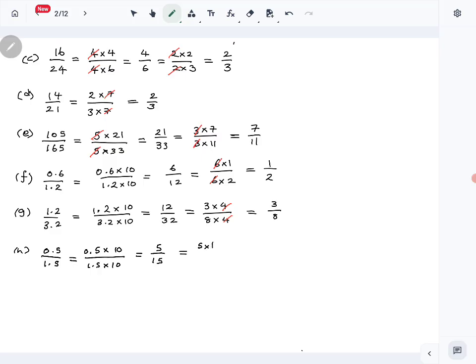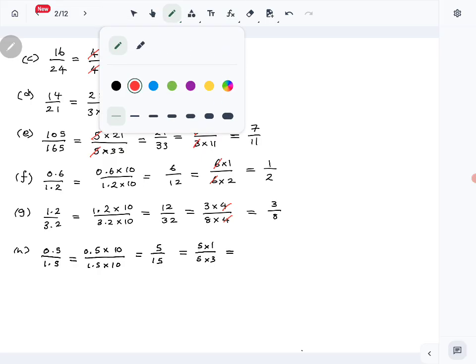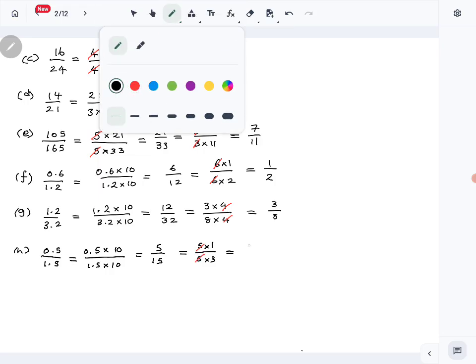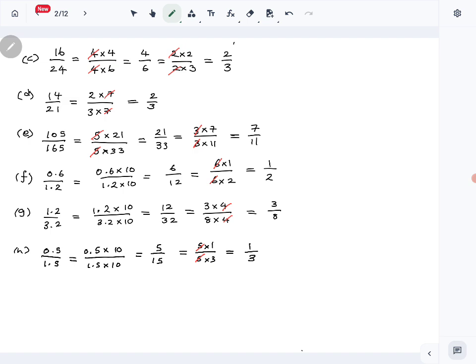So this is also easy, 5 can be written as 5 times 1. 15 can be written as 5 times 3. So the 5's cancel. So you get what? 1 over 3. Right. So this is the way you simplify fractions. Okay. So this is by hand.